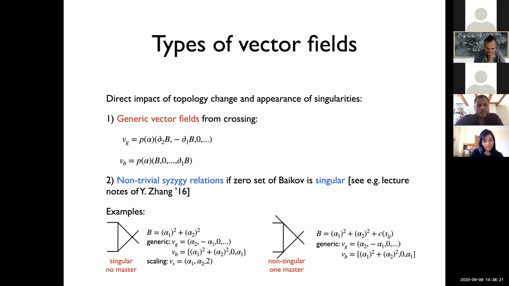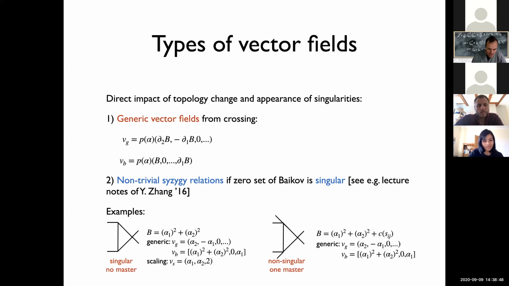The generic vectors are just rotation generators. And this VP vector, which we are maybe less familiar with. And then finally, this particular vector is this so-called scaling vector, which really amounts to a conformal transformation. So this is VS, which has the components alpha 1, alpha 2, and 2. And this amounts to a conformal transformation.